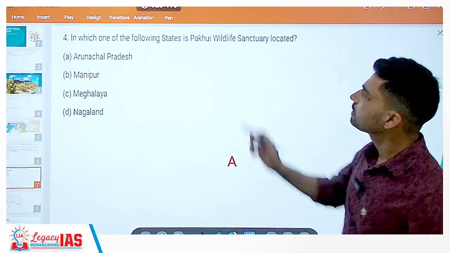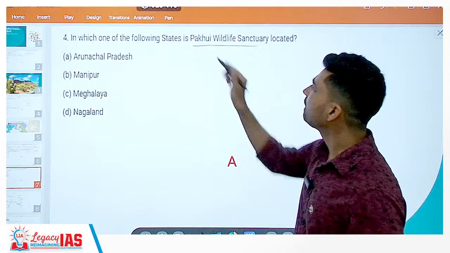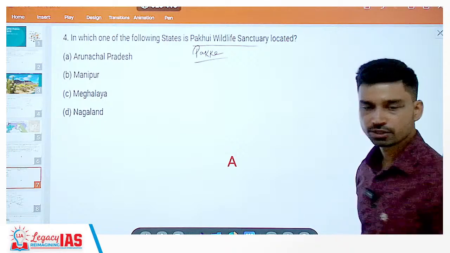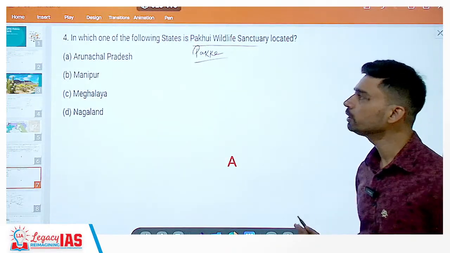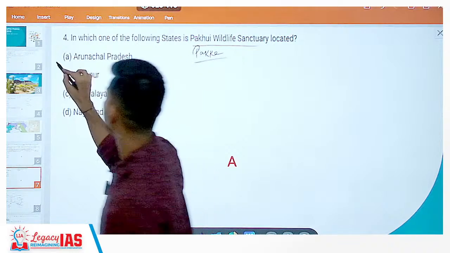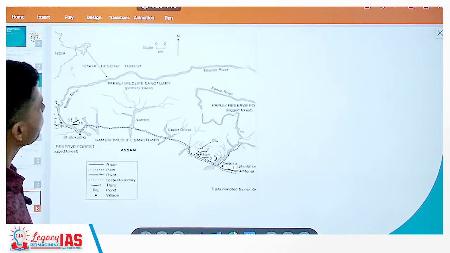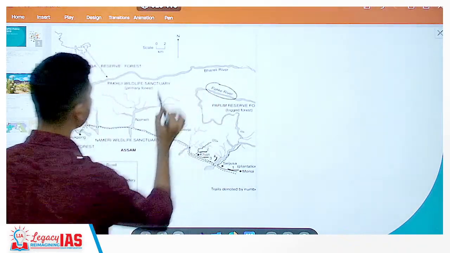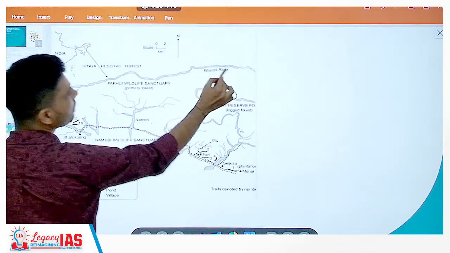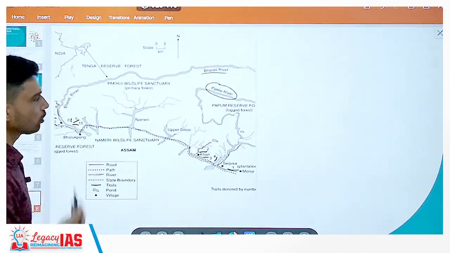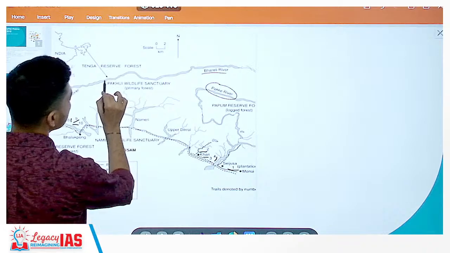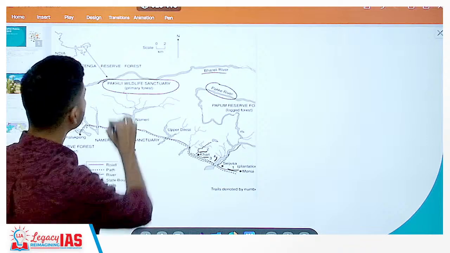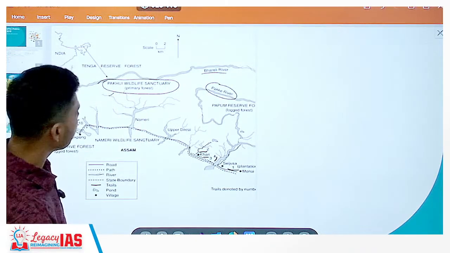Next is a question about a wildlife sanctuary, the Pakhui Wildlife Sanctuary, also called the Pakke Wildlife Sanctuary. A simple, straightforward question: in which state will you find the Pakhui or Pakke Wildlife Sanctuary? The correct answer here is Arunachal Pradesh. If you look at the map of Arunachal Pradesh, here we have a river called the Pakke River, and on the northern side you have a river called the Bhareli River or Jia Bhareli River. Somewhere on the bank of the Jia Bhareli River, a wildlife sanctuary has been developed, called the Pakhui Wildlife Sanctuary.